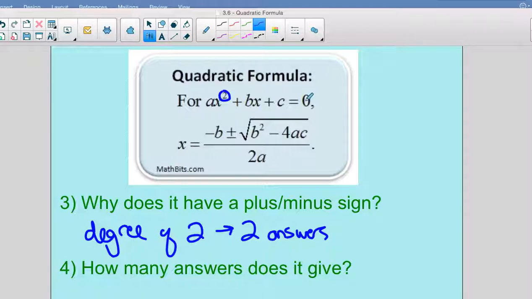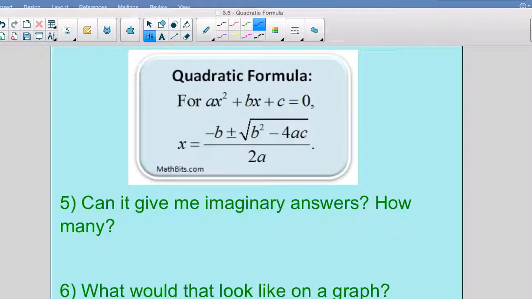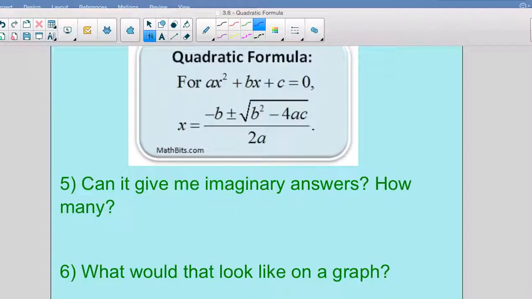So, obviously when you plug all these things in, you need to have two answers since it's degree of 2. Well, the plus and the minus allows for two answers. It's like we did in the warm-up. It's negative b plus this over 2a, and it's negative b minus this over 2a. Those will give you your two answers, right? So how many answers does it give? 2. All right, 5 and 6, you can pause that and then keep going.